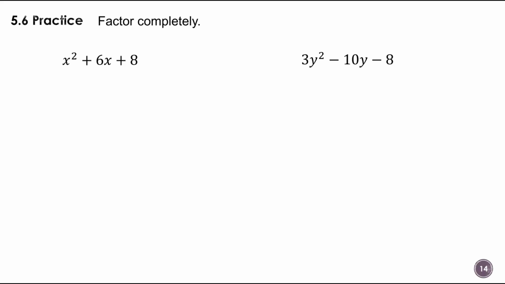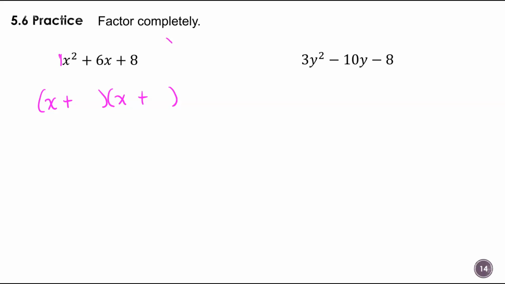All right, so I have 3 more problems to finish this lesson. I'm going to show you each of the methods. So my first one would be the method where we just have to write it as x plus something and x plus something else, right? Because my leading coefficient is 1.